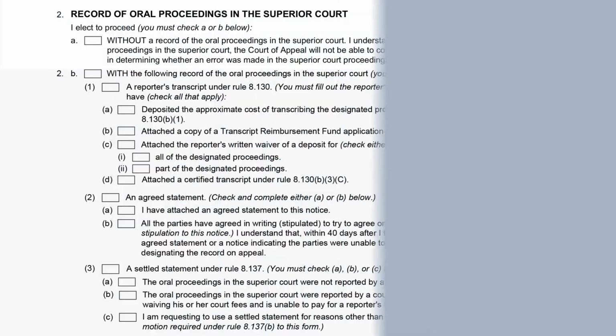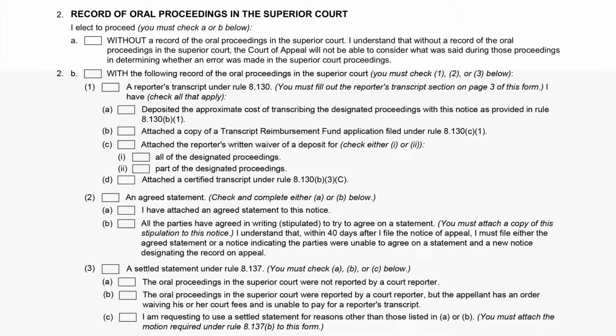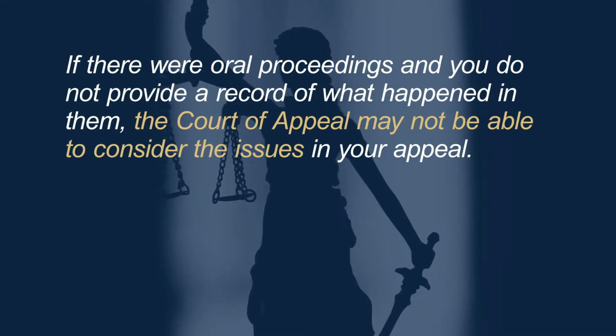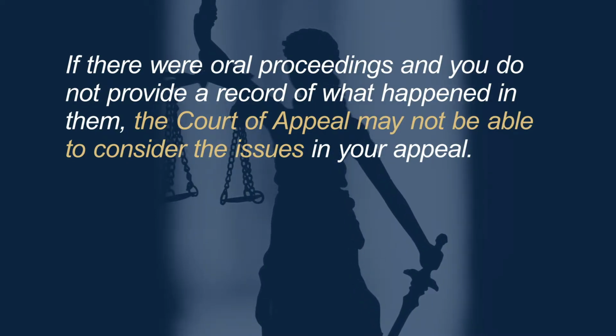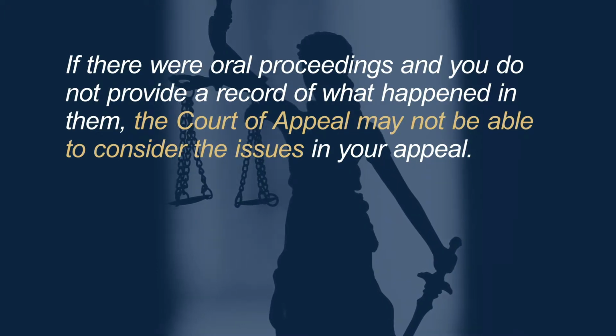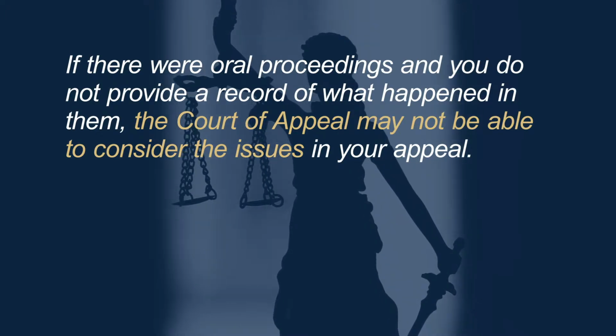Now let's talk about Part 2, the record of oral proceedings, meaning what was said in the trial court. In most appeals, there are 2 choices here. You can check box A if there were no oral proceedings, or you do not want a reporter's transcript. You should know, if there were oral proceedings and you do not provide a record of what happened in them, the Court of Appeal may not be able to consider the issues in your appeal. This means you may lose without being allowed to make your points to the court.